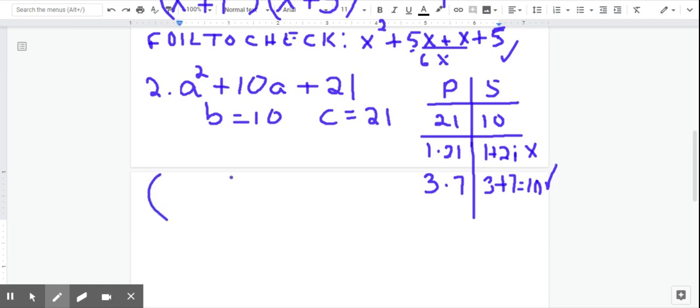So we put our two parentheses. We break up our first term, A times A, and we put our numbers in from the table. Positive 3, positive 7. Again, you can check by FOIL. I'm going to let you do that, but it is correct. A squared plus 7a plus 3a plus 21, and you get the 10a.